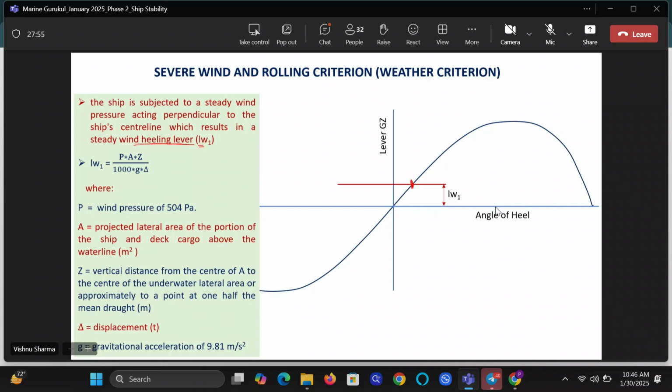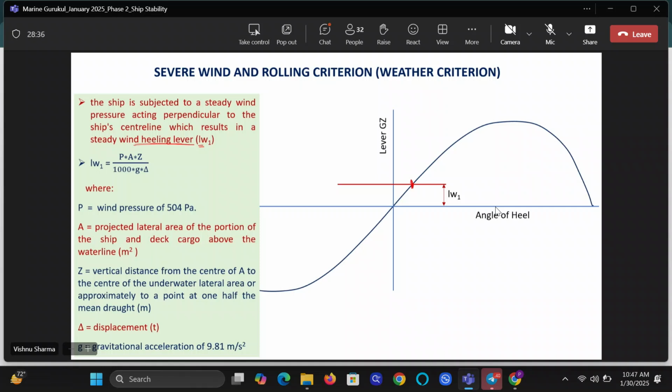So you'll have to learn this formula, PAZ upon 1000. When you multiply pressure with area, it becomes force. When you multiply force with lever, it becomes moment of the force. And this 1000 and G you are dividing to address the issue of pascals. You're converting it into newtons and kilonewtons. And once it comes into kilonewtons, you're dividing by displacement to get it in meters. Anyway, if you don't understand this, will you be able to remember what is on display, guys? Okay. I'll show it all over again. Don't worry.